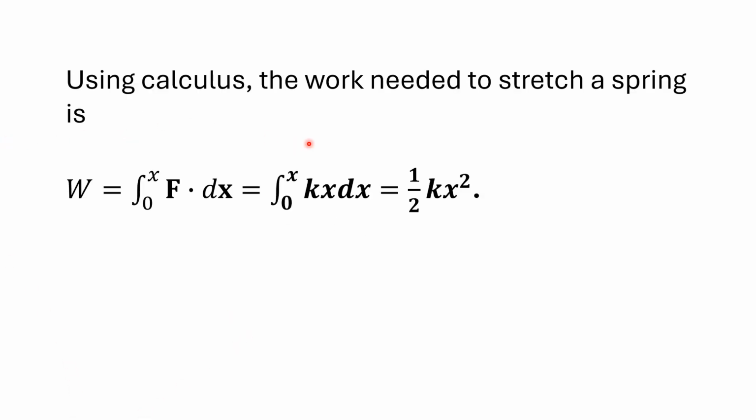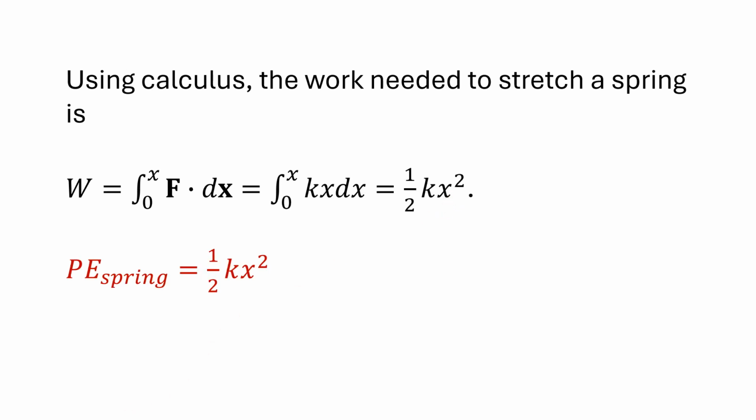If we were to use calculus, the work needed to stretch a spring is the integral of F dot dx, which is the differential of the displacement. That gives us a scalar: kx for the force, dx from 0 to x, and so we have 1/2 k, and the integral of x is x squared over 2. That's where the 1/2 comes from, the x squared over 2, and here's the x squared. So the potential energy the spring gains is 1/2 kx squared.